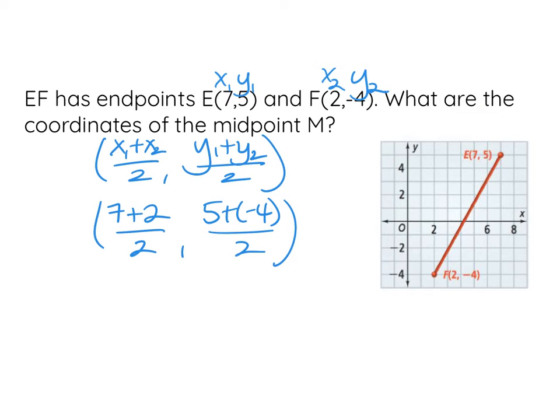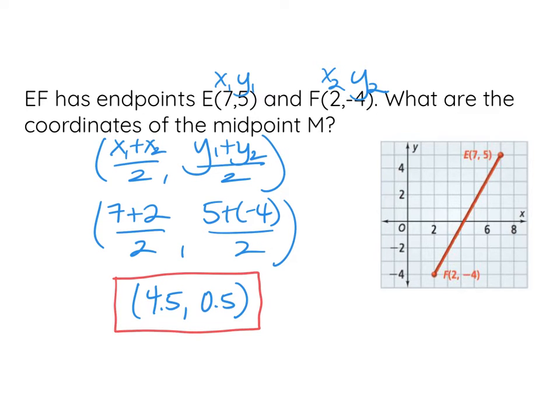So 7 plus 2 is 9, divided by 2 is 4.5. And then 5 plus -4 would be like I'm subtracting. So 5 minus 4, which is 1, divided by 2. So you can say 1/2, or if you want to put that as 0.5. So this would be my midpoint. And if I look at it actually on the graph, here's 2, 4.5, and then right about here, 1/2 would be my midpoint. And you should be able to tell, right, that this distance is going to be the same as this distance, okay, because that midpoint is exactly halfway between.